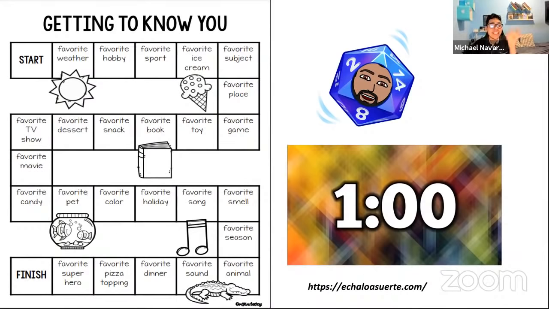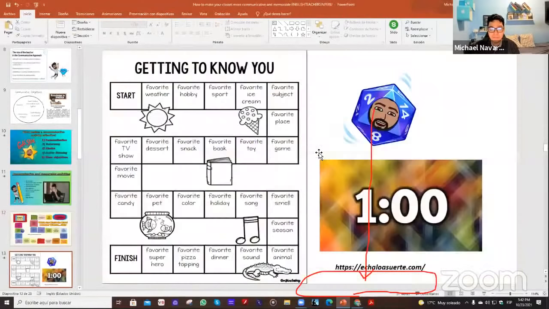So as you can see, this is another board game. But again, teacher, I don't have a physical dice, but as I said before, you can use the virtual dice in Échalo a Suerte, which is the website that we have here, right? And in this game, it's exactly the same. Students are going to roll the virtual dice. And let's imagine that they have to talk about their favorite hobby.